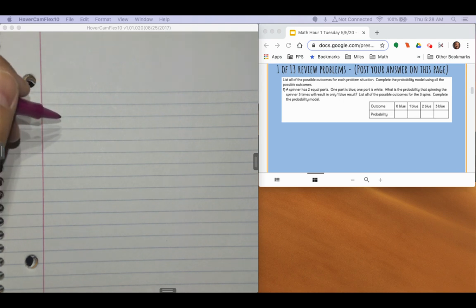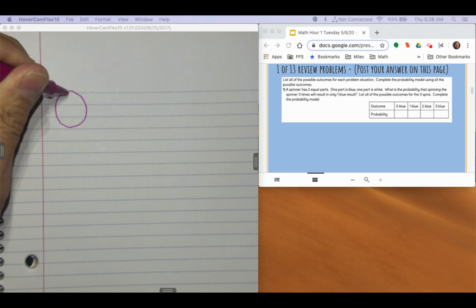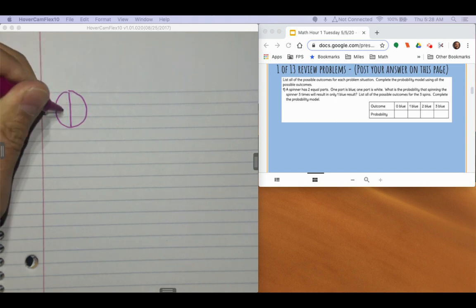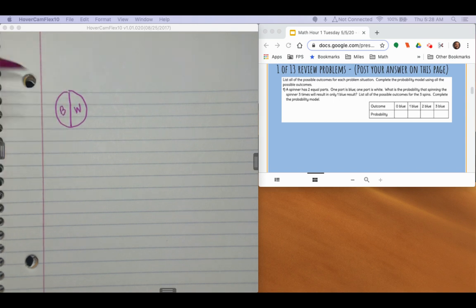So if we have a spinner that has two parts, one side is blue and the other side is white. What is the probability that spinning the spinner three times will result in only one blue result? List all the possible outcomes for the three spins. Complete the probability model. All right.